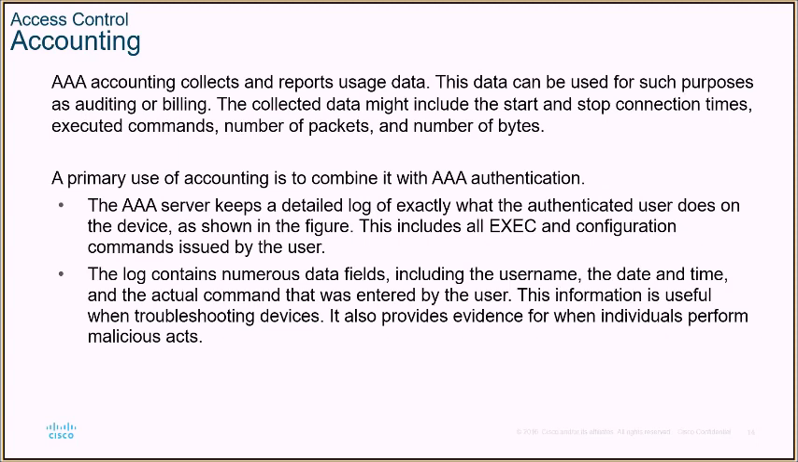And so the collected data might include the start and stop connection times, executed commands, number of packets, and number of bytes. The primary use of accounting is to combine it with the AAA authentication. And so the AAA server keeps a detailed log of exactly what the authenticated user does on the device. As shown in the figure, this includes the exec and configuration commands issued by the user. The log contains numerous data fields, including username, date and time, and the actual command that was entered by the user. This information is useful when troubleshooting devices. It also provides evidence for when individuals perform malicious acts.